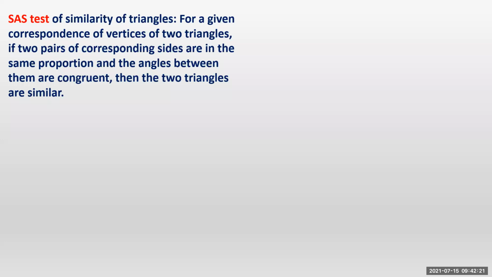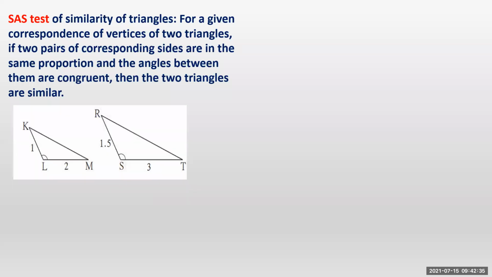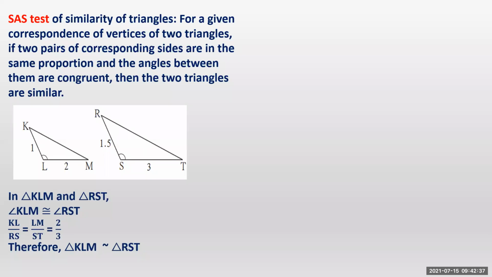SAS test of similarity. For the given correspondence of vertices of the two triangles, if two pairs of the corresponding sides are in the same proportion and the angles between them are congruent, then the two triangles are similar. Check in triangle KLM and triangle RST. Understand? KL upon RS equals LM upon ST, that equals 2 upon 3.